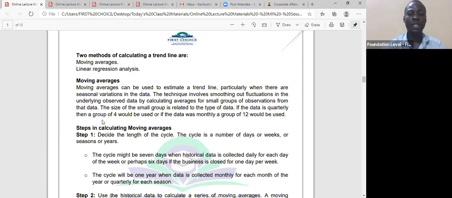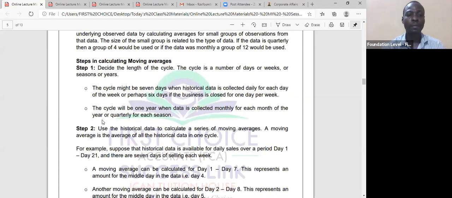Now look at the steps in calculating moving averages. Step number 1, decide the length of the cycle. The cycle is a number of days, weeks, seasons or years. A season is not necessarily a year, because seasonal variation has a specific meaning. A season could be a week. So if the number of days in the week is about 7 or 5, you know that a complete cycle is 5 days. If we are looking at weeks, a complete cycle might make a month.